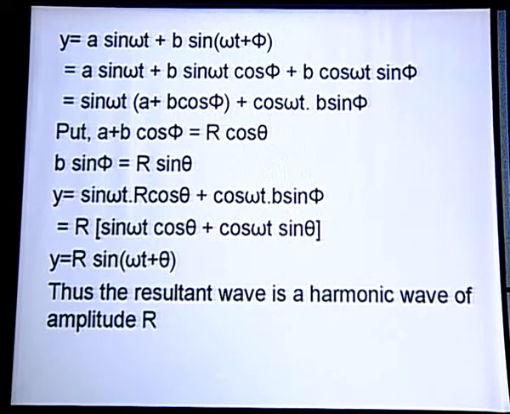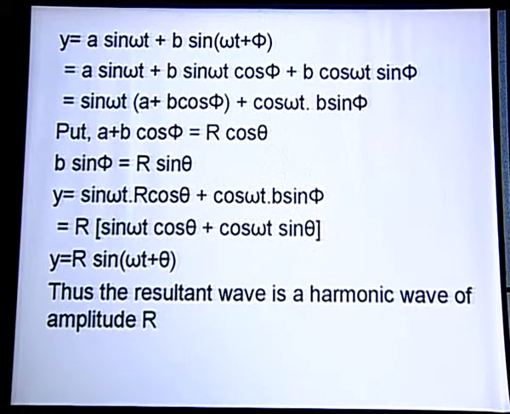So that we have tried here the sum: a plus b cos phi we substitute as r cos theta, and b sin phi as r sin theta. If you substitute these values, you will get these relations. R we have taken out, and what is left here is sin omega t cos theta plus cos omega t sin theta. Clear? Now the resultant displacement is given by r, because you know very well the sin(a plus b) formula: if you evaluate it, you get sin a cos b plus cos a sin b. Therefore you will get r sin(omega t plus theta).